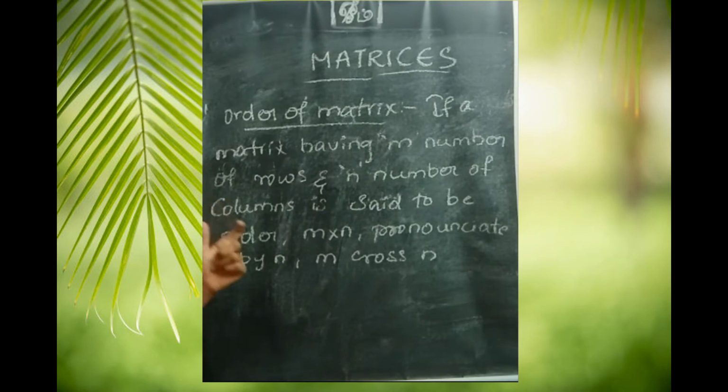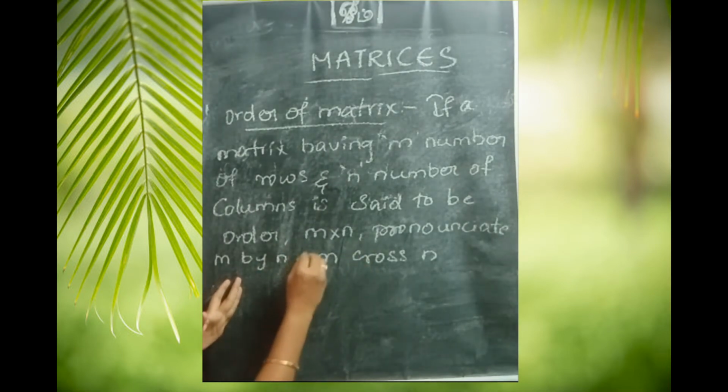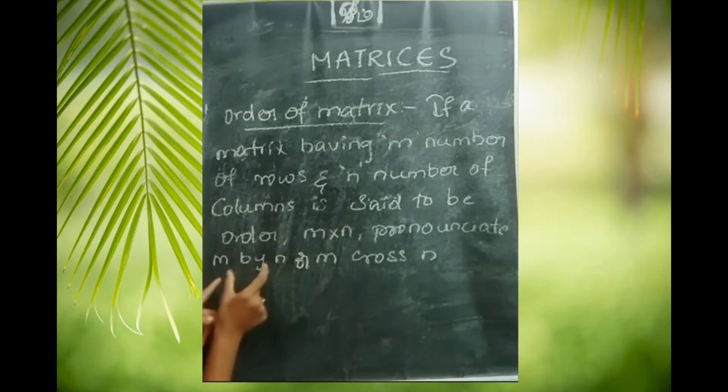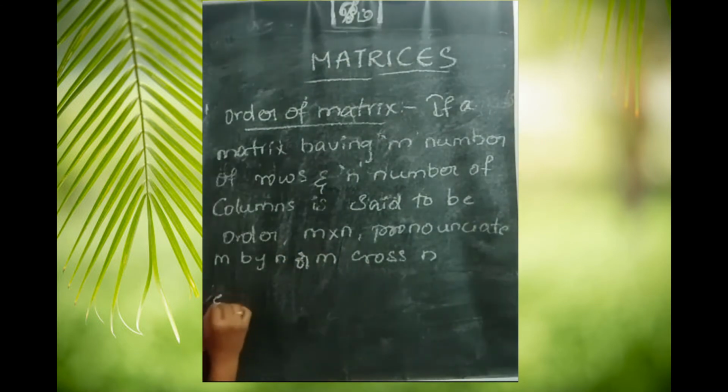If a matrix having m number of rows and n number of columns is said to be of order m by n. That means we should pronounce it as m by n or m cross n. We should not say m into n. We should say m by n or m cross n. See, example.